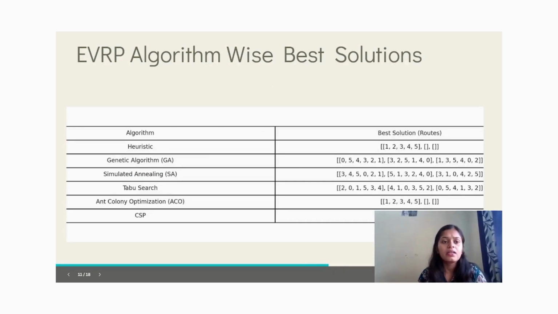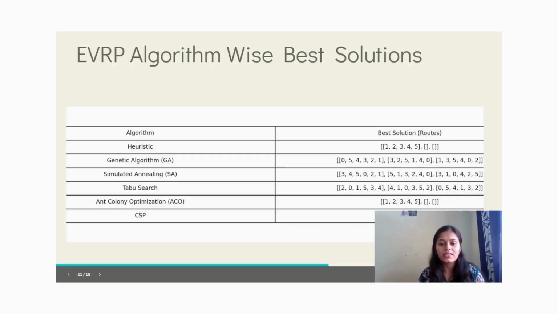Now comes to the slide, the EVRP algorithm-wise best solution. Once we had our CSP and SAT models ready, we tested multiple optimization algorithms to see which one produced the most efficient route. We tried Heuristic Search, which is a quick and rule-based algorithm, genetic algorithm, which is population-based evolutionary optimization, simulated annealing, which is a probabilistic technique to avoid local optima, Tabu Search, a memory-based local search, and ant colony optimization, which is inspired by how ants find food using pheromone trails. We also used a CSP solver to directly find a constraint satisfying solution. Using all these algorithms, we find the best route.